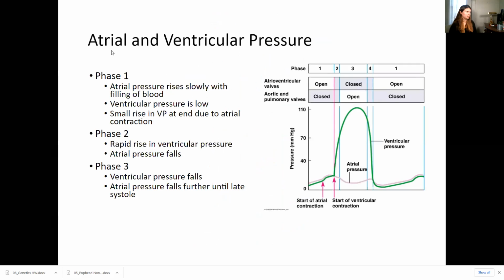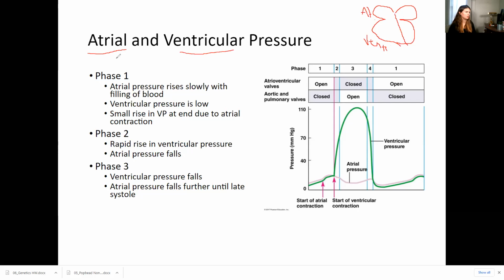So right now, we're going to be comparing, to start with, the atrial pressure and the ventricular pressure during these phases. We're going to be comparing atria and ventricles, and then we're going to be comparing arteries and ventricles. So remembering our atria are on top, ventricles on the bottom, and they've got walls between them.